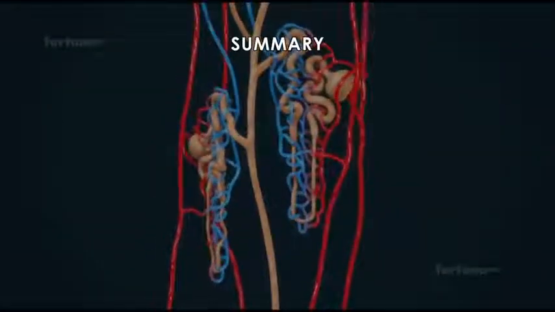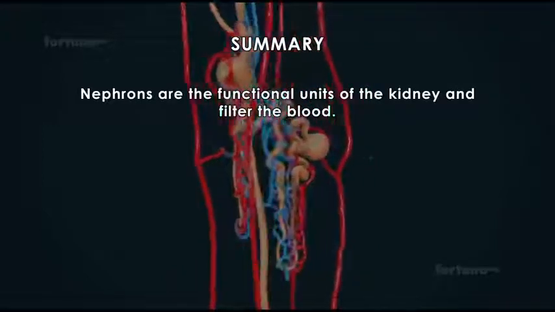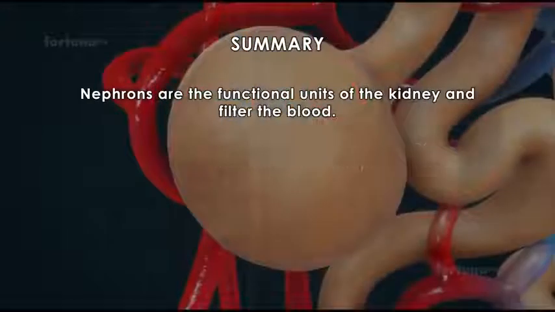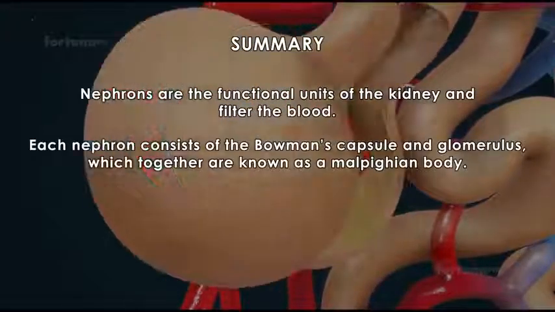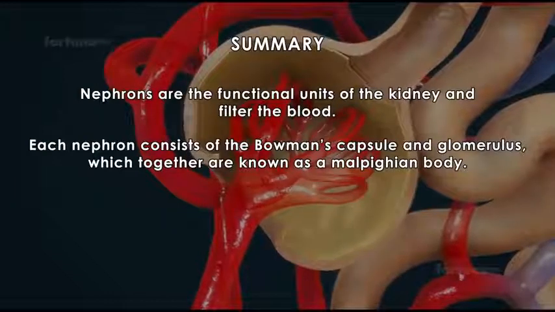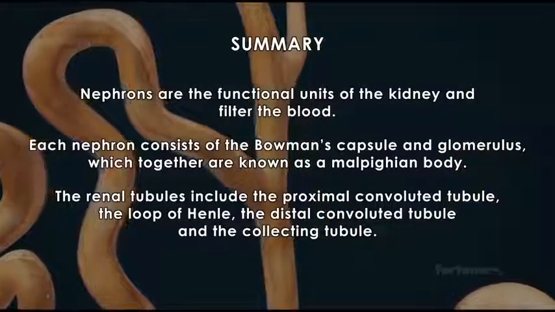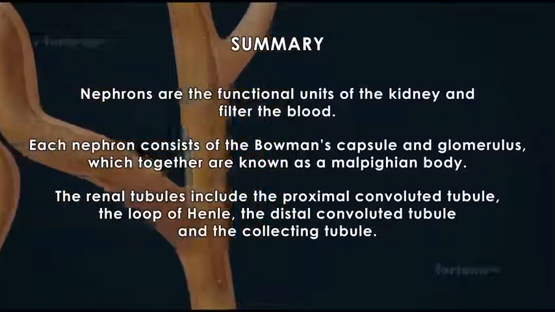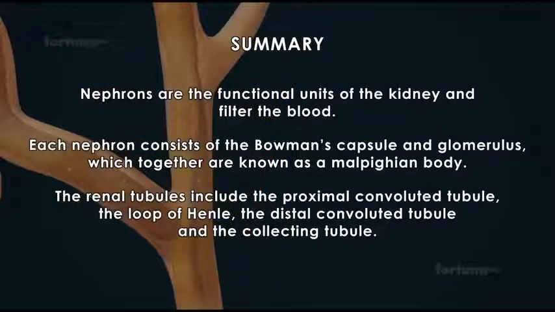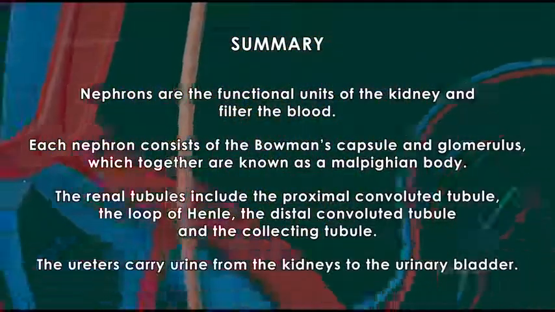Summary: nephrons are the functional units of the kidney and filter the blood. Each nephron consists of the Bowman's capsule and glomerulus, which together are known as the Malpighian body. The renal tubules include the proximal convoluted tubule, the loop of Henle, the distal convoluted tubule, and the collecting tubule. The ureters carry urine from the kidneys to the urinary bladder.